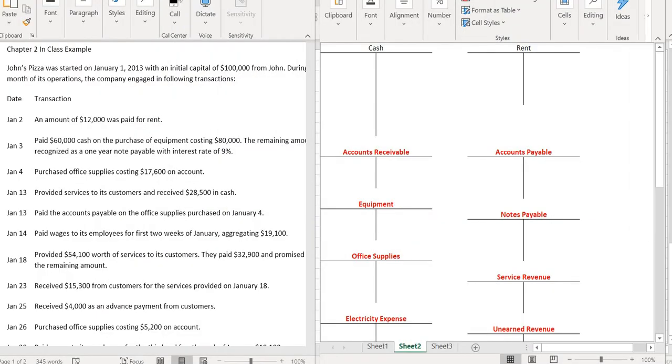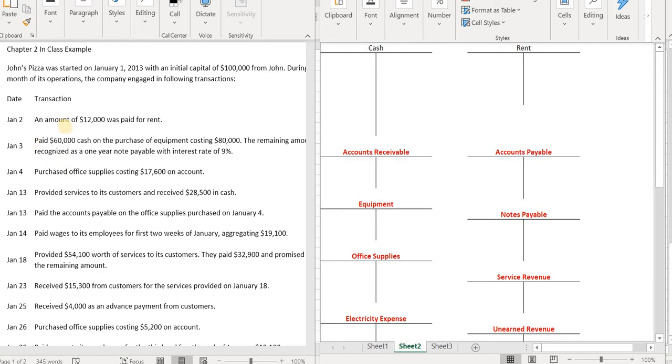Okay, on the screen I have the posting exercise here and the posting sheet to the right. So let's go through these transactions one at a time and see if we can post them to the ledger.